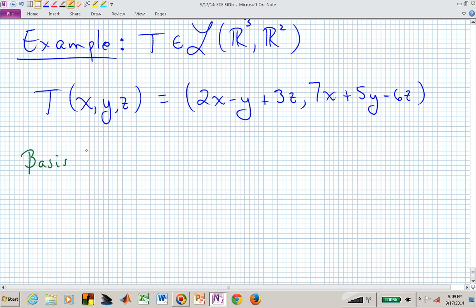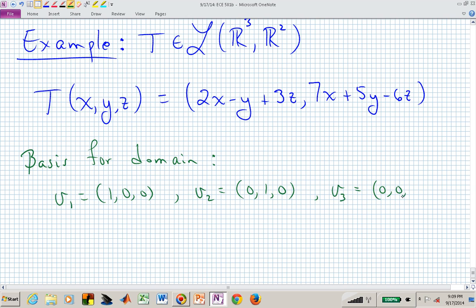Now we need a basis for not only the domain, but also the codomain. And let's just pick the standard basis for the domain. V1, let's say, is 1, 0, 0. V sub 2 is 0, 1, 0. And the standard basis, by that I mean the nth coordinate is 1 and all other coordinates are 0. We only need 3 basis vectors in R3, and those are now given by V1 through V sub 3.